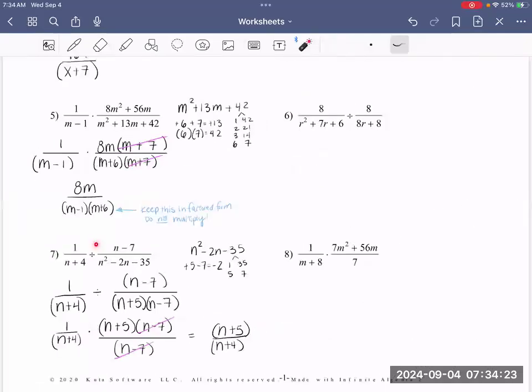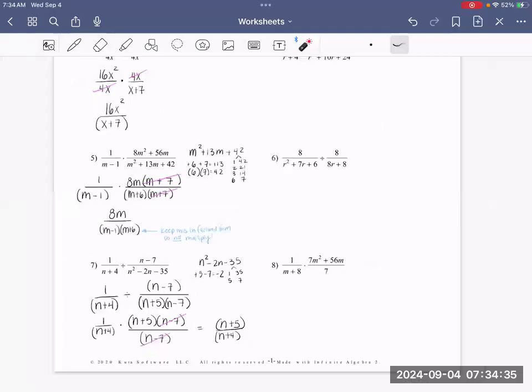So keep in mind, division, it doesn't matter if you decide to flip it first and then factor, or factor and then flip. As long as those two processes are happening, it doesn't matter.